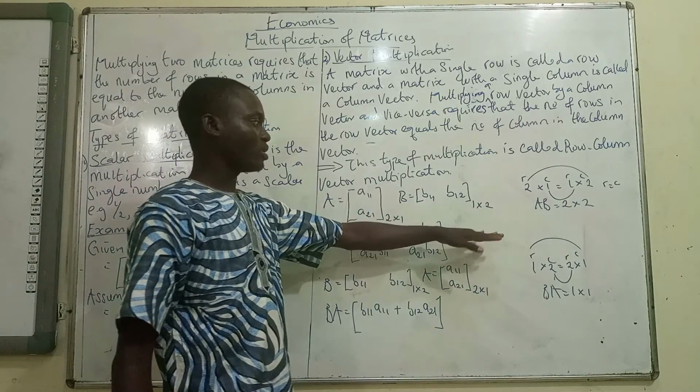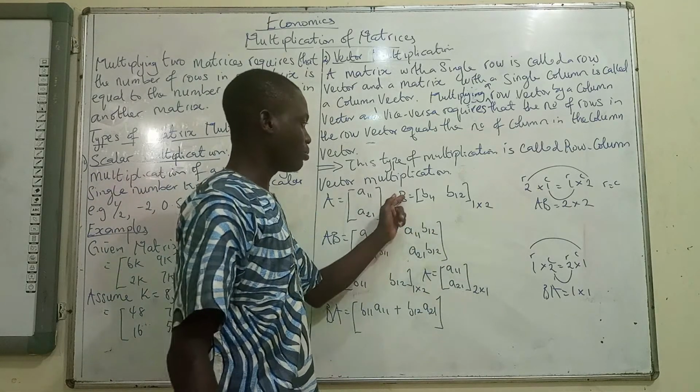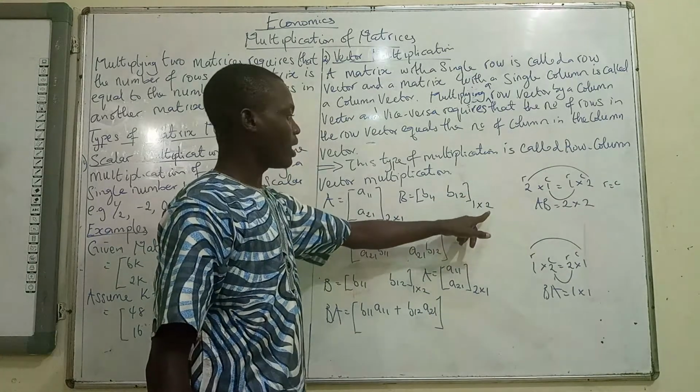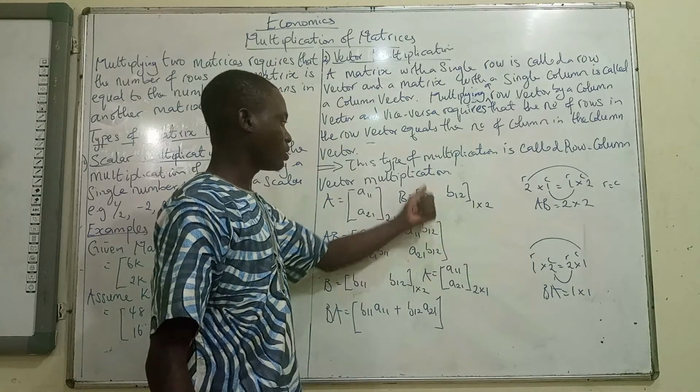This is a 1 by 2 matrix, stating that we have 1 row, that is B11, B12 on a single row, and then we have 2 columns, this and this.